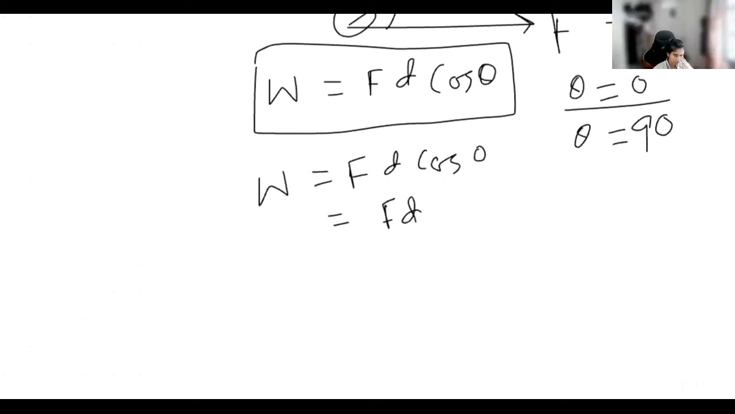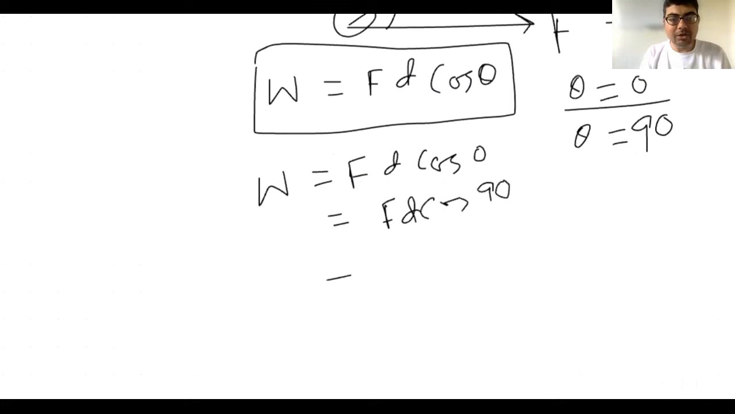What does it mean, theta is equal to 90 degree? It's the right angle. Yes, right angle. So the displacement is happening at right angle to the direction of force. Then FD cos 90 degree. Cos 90 is always zero, you have to remember. So the whole term becomes zero. So in that case, work done is equal to zero. Cos 90 degree is equal to zero.